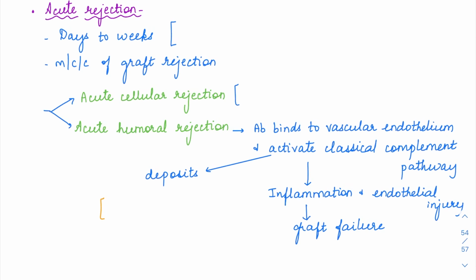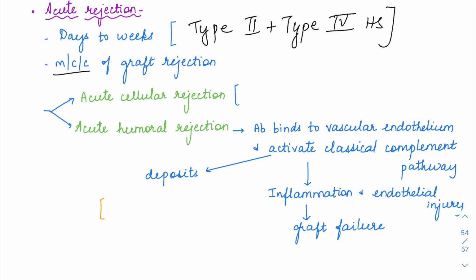Let's move on to acute rejection. Acute rejection can be of two types, a cellular rejection or a humoral rejection. This is the most common type of graft rejection, and here it takes days to weeks. Here it is both type 2 and type 4 hypersensitivity reaction. Type 2 because acute humoral rejection involves antibodies, so that will come under type 2. And cellular rejection is going to be type 4, cell mediated hypersensitivity.